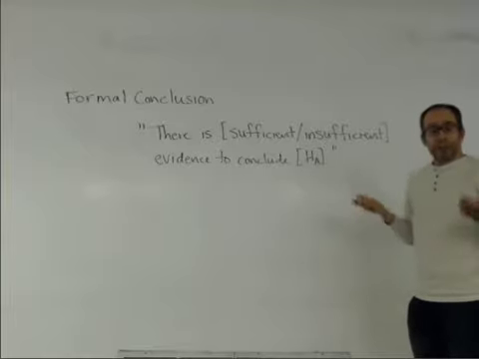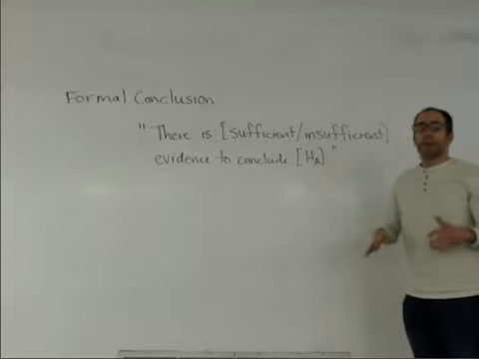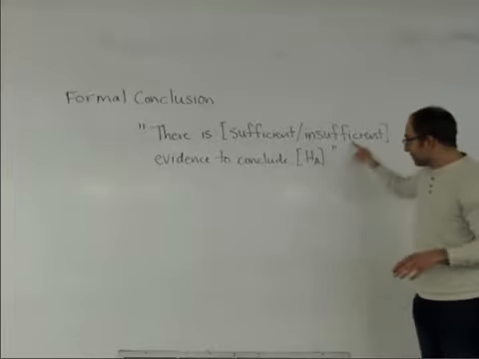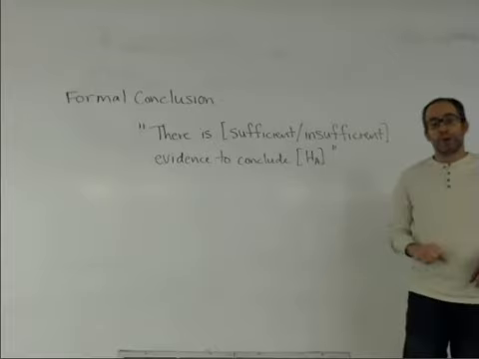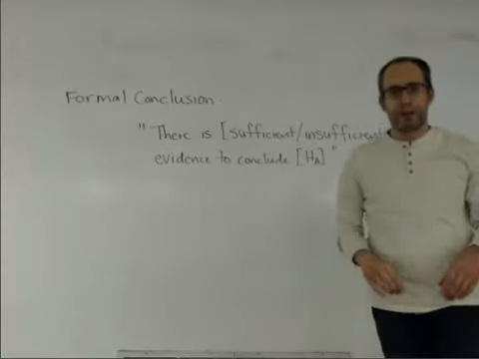The other option is if your p-value is bigger than alpha. That's when you would fail to reject the null, and that's when you would say there is insufficient evidence to conclude what's in the alternative. Those are really your only 2 options here. It's one or the other, and again, this one doesn't cause a whole lot of trouble.